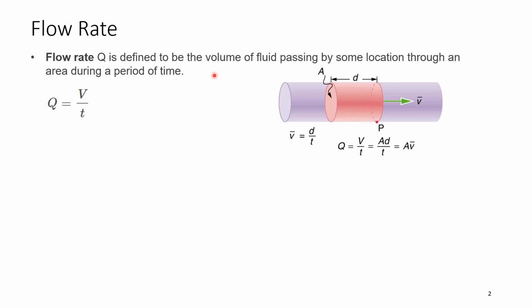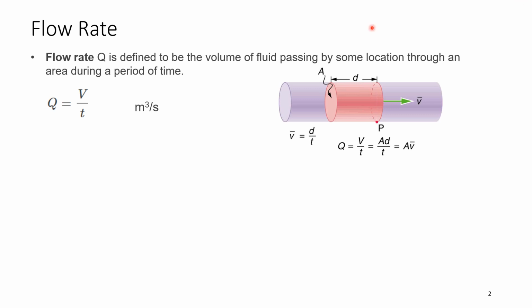Flow rate Q is defined to be the volume of fluid V passing by some location through an area during a period of time t. As shown in this picture, we have the volume of fluid V equals A times the length d, where d is related to the so-called average velocity of the fluid. The SI unit of flow rate is cubic meter per second.